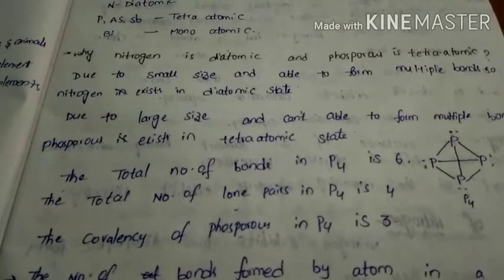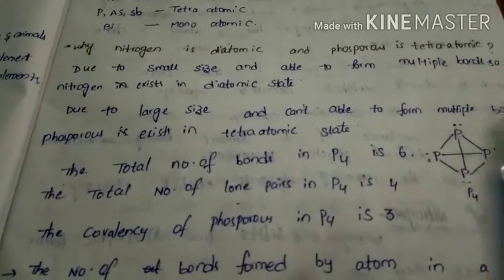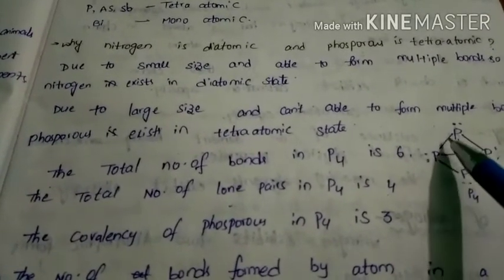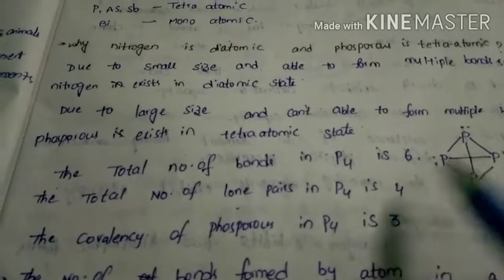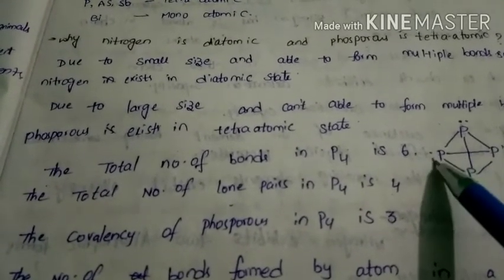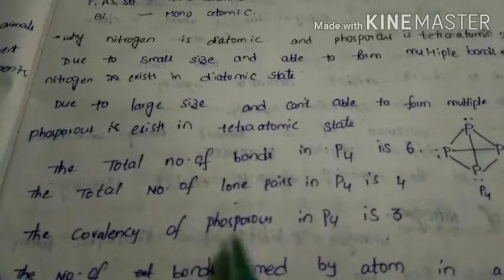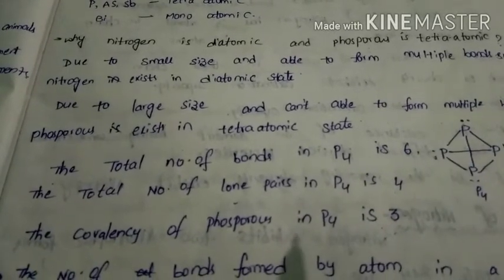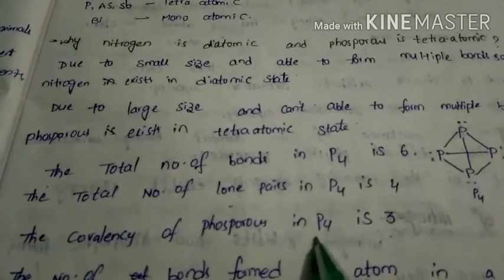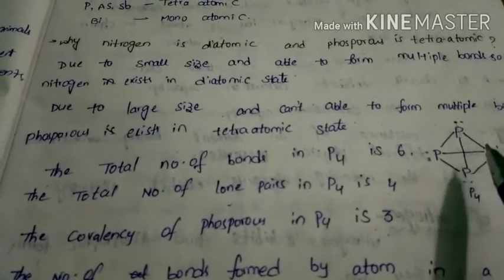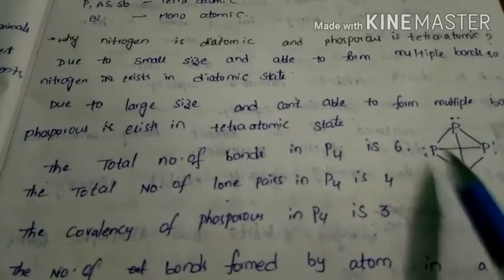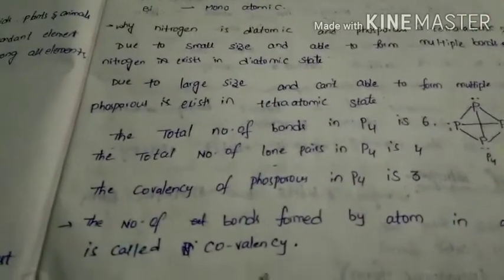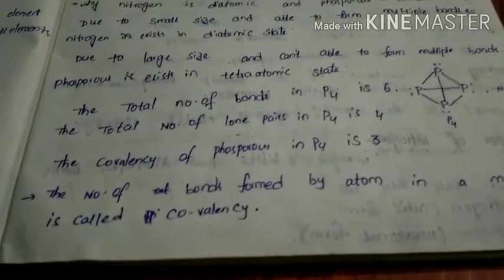The covalence of phosphorus in P4: covalence means the number of bonds formed by an atom. Take this phosphorus. How many bonds does this phosphorus form? This is one bond, this is one bond, this is one bond. Like that, every phosphorus forms 3 bonds in P4, so its covalence is 3. We should not consider all the phosphorus atoms, only any one phosphorus atom. So what is the covalence? 3. This is the definition of covalence.